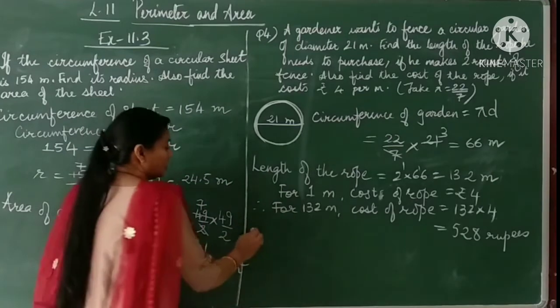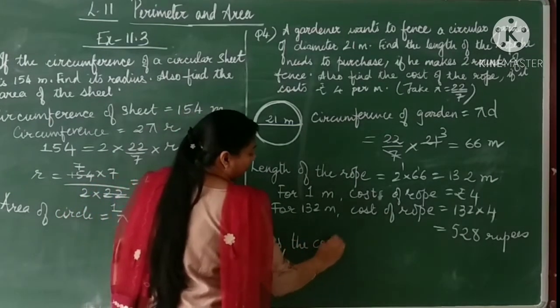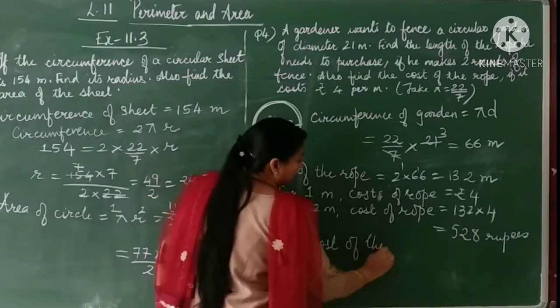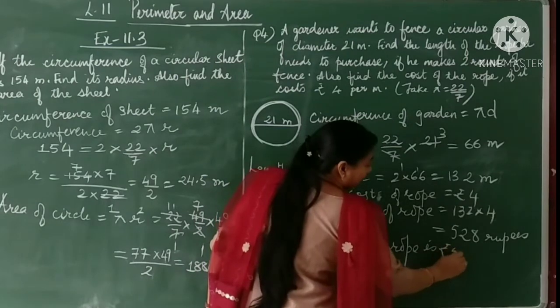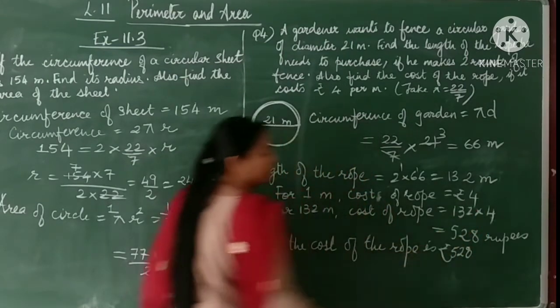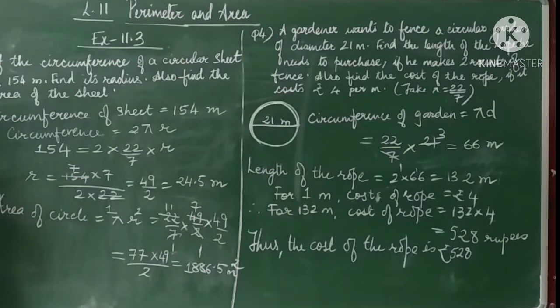So, thus the cost of the rope is rupees 528. Write down these 2 sums in your maths notebook.